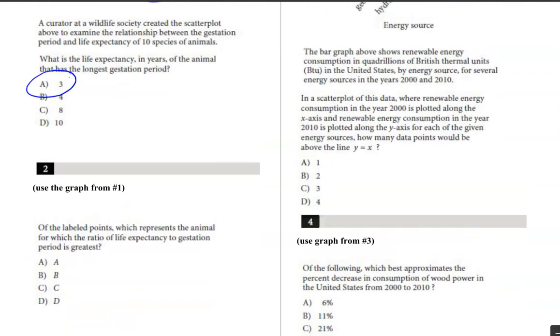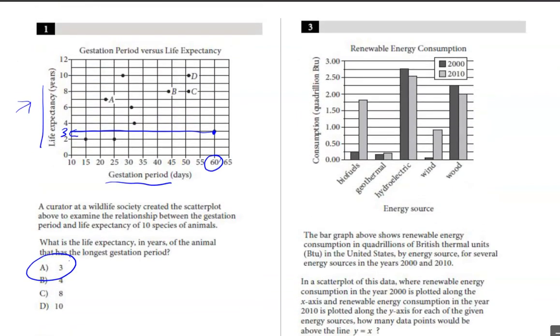All right, number 2, using the same graph of the labeled points, so just the ones with letters, which represents the animal for which the ratio, so remember a ratio is a fraction, of the life expectancy to gestation period is the greatest. So we want the biggest number when you do life expectancy over gestation. All right, so let's kind of look at these.